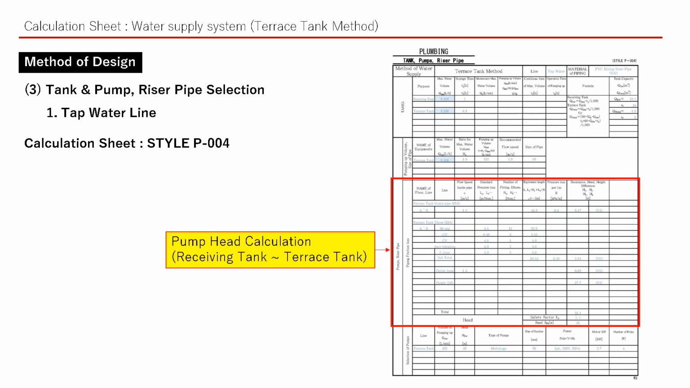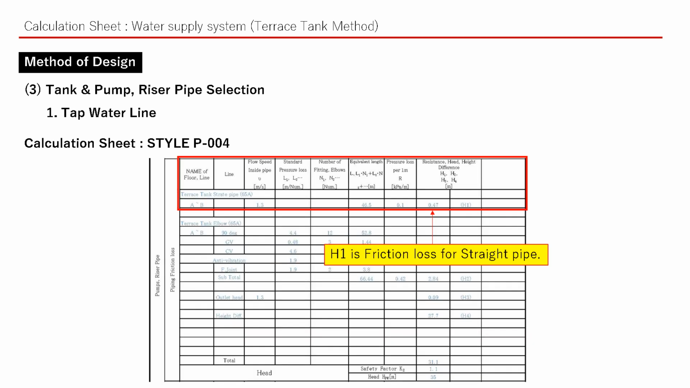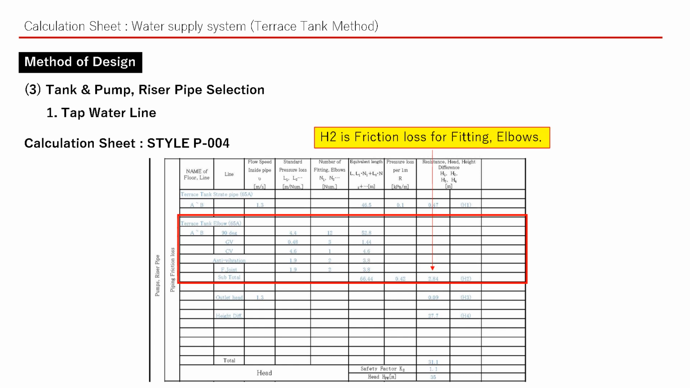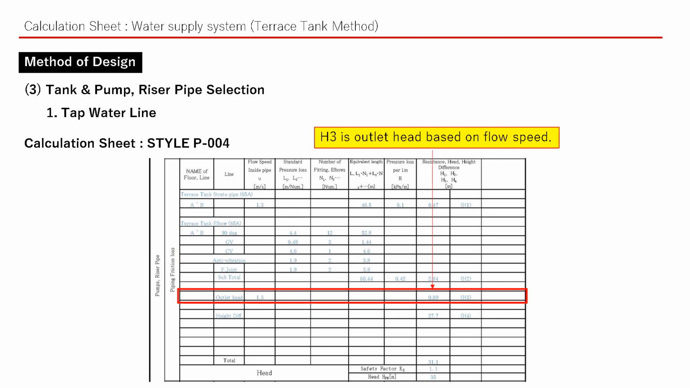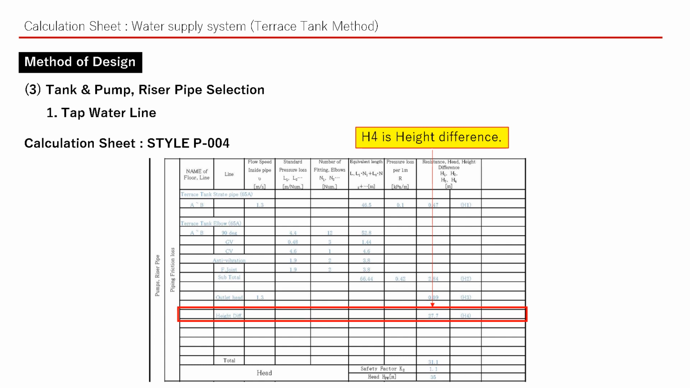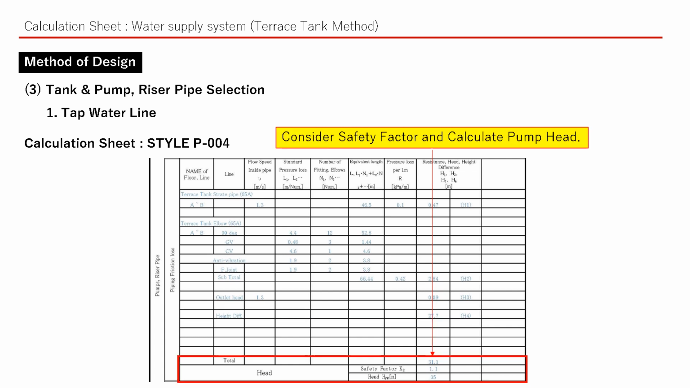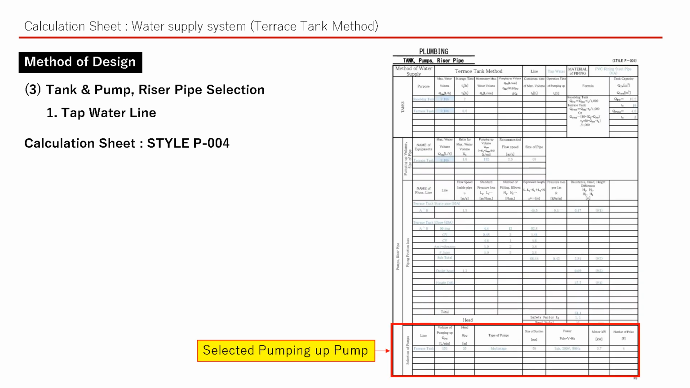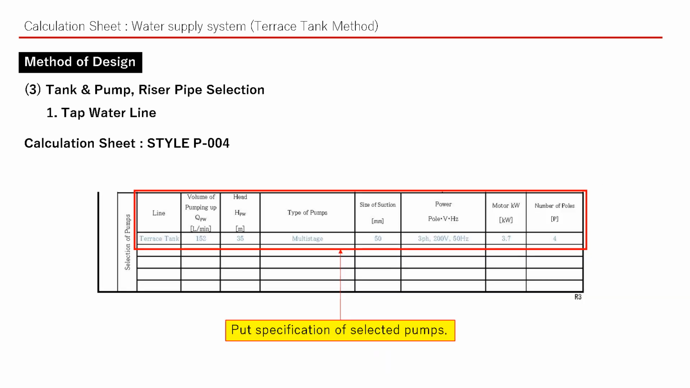Here is pump head calculation from receiving tank to terrace tank. Here are the details. H1 is friction loss for straight pipe. H2 is friction loss for fitting, elbows. H3 is outlet head based on flow speed. H4 is height difference. Finally, consider safety factor and calculate pump head. Here, we will put specification of selected pumping up pump. Put specification of selected pumps.